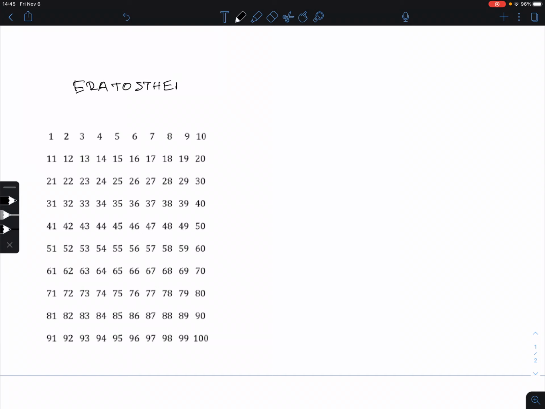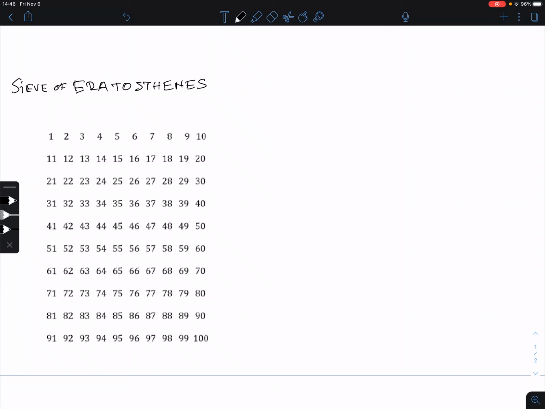Eratosthenes. That's his name. And it's called the Sieve of Eratosthenes. And what is the Sieve of Eratosthenes? We're sieving out the primes. And how does it work?